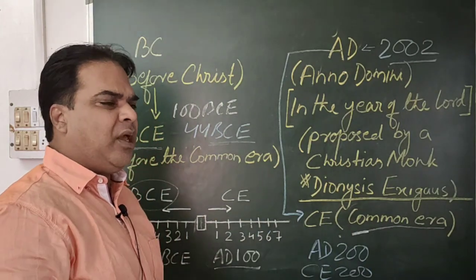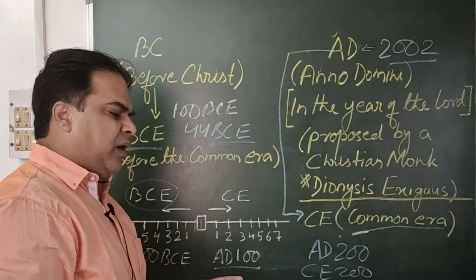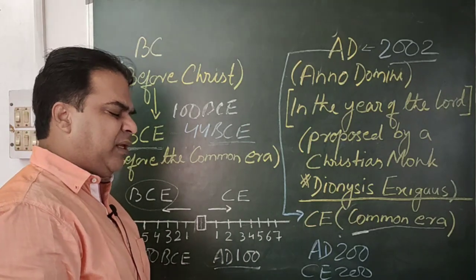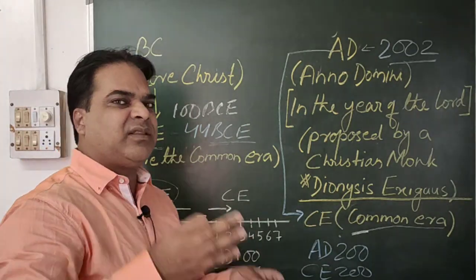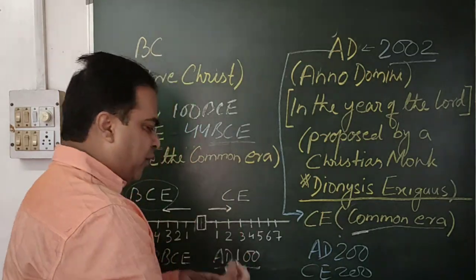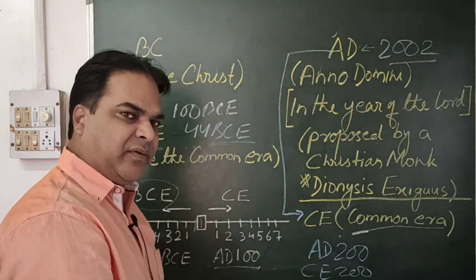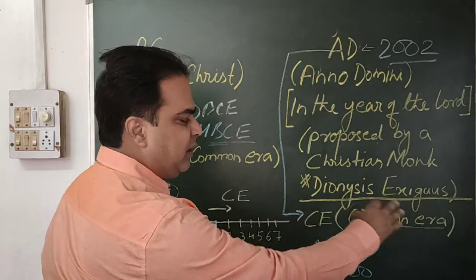So there should not be confusion, but some confusion still arises when many of the historians believe that AD means after the death. It is a wrong concept. Before the birth of Christ, after the death of Christ. It is not so. Okay, so it is common era.